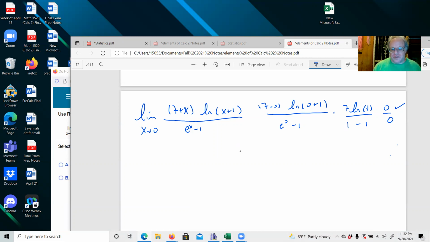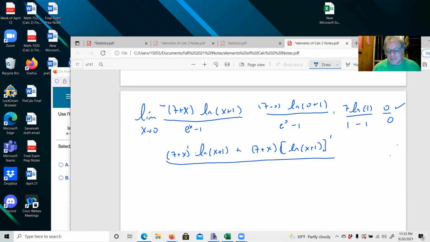So again, we're going to take the derivative of the top and the derivative of the bottom, right? Now, the top in this case does have a product rule in it, so you've got to be a little bit careful about that. So remember the product rule, right? This is the derivative of the first times the second, plus the first, 7 plus x, times the derivative of ln x plus 1. And all I'm doing is setting it up here. We're not really taking the derivative yet. I'm just laying out my plan.